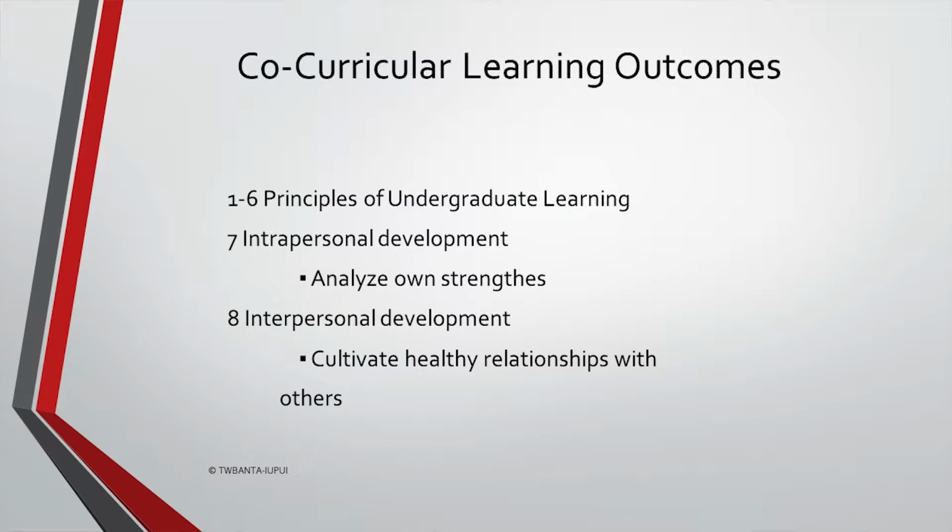And in addition to the 6 principles, the student affairs professionals have added number 7 and 8. Number 7, intrapersonal development. An outcome there would be to analyze their own strengths. And then interpersonal development, there an outcome would be to cultivate healthy relationships with others.